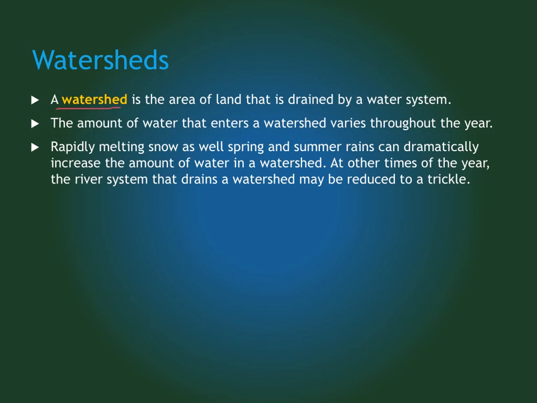A watershed is where water... I was trying to change the definition around a little bit, but the definition here is pretty good. It's the area of land that is drained by a water system. Any water that falls in this land gets drained away, and that's called the watershed.